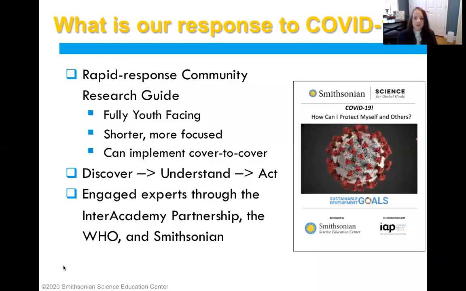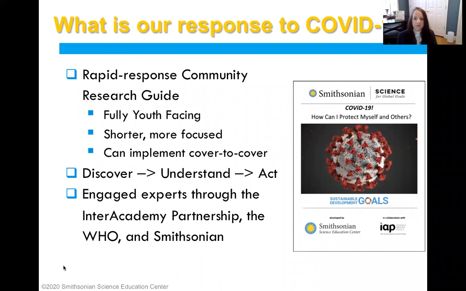So what's our response to COVID-19? About 10 weeks ago, we received a call from our dear friend, Dr. Soumya Swaminathan, who is the chief scientist at the World Health Organization, who's very aware of the Smithsonian Science for Global Goals project. And because of this problem, recognized that educating youth around COVID-19 and how they can protect themselves and others was an absolute perfect opportunity for us to begin to educate students around this issue.